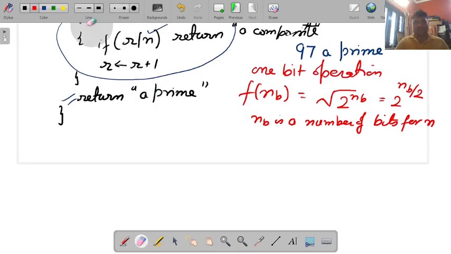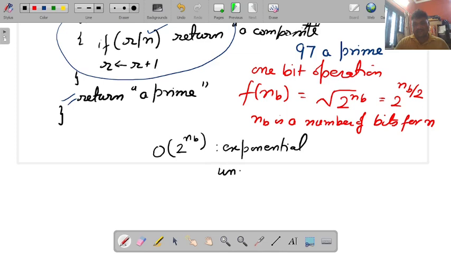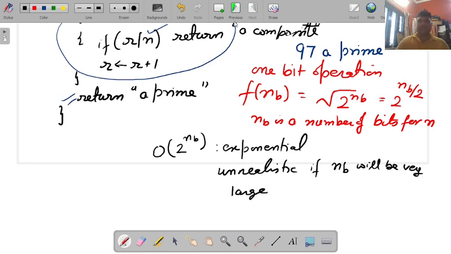If you talk about the complexity, the big O notation is 2 to the power nb, and it is exponential. It is exponential. So you can say it is very unrealistic if nb is very large.